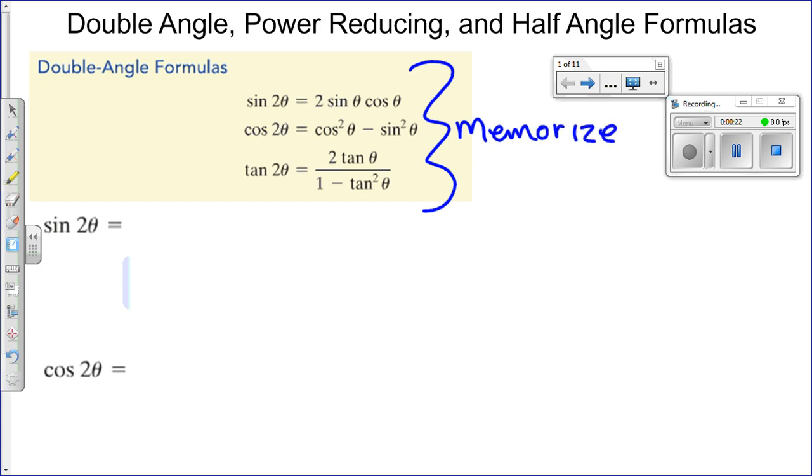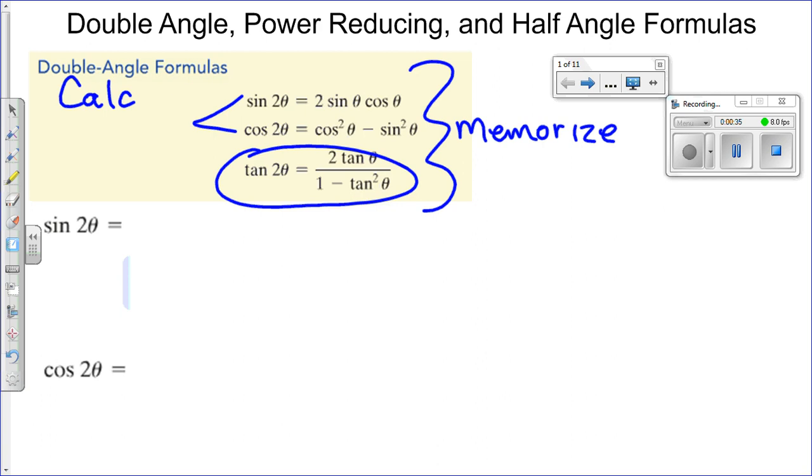Now, let's see, okay, not the tangent. To be honest, I don't know tangent. But these two, guys, it is very important that you memorize, okay? Why? Because you will need them in calculus. I promise you, you will. And so they're like the most common ones.